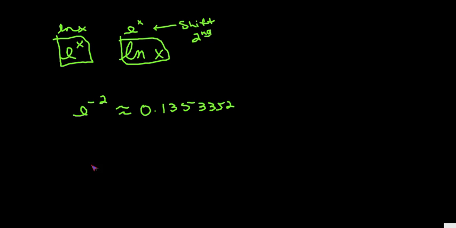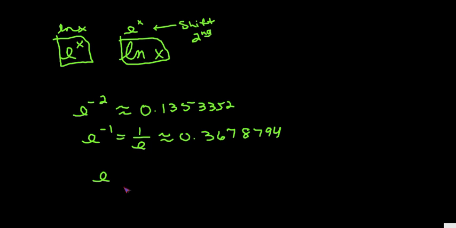Let's try another one. If you were to get e raised to the -1, which is actually equal to 1 over e to the first, you should end up on this one getting approximately 0.3678794. And let's do one more, as a decimal or a fraction. e raised to the 1/4.